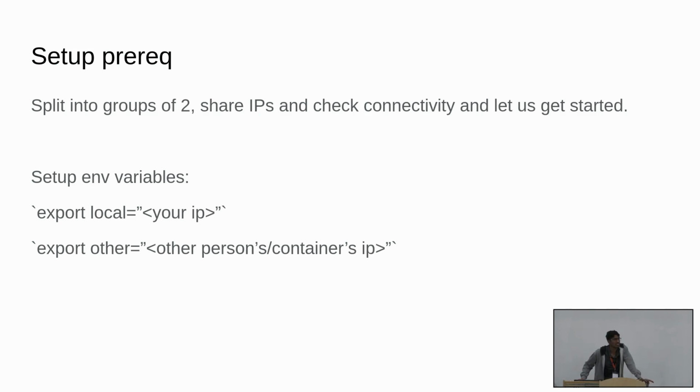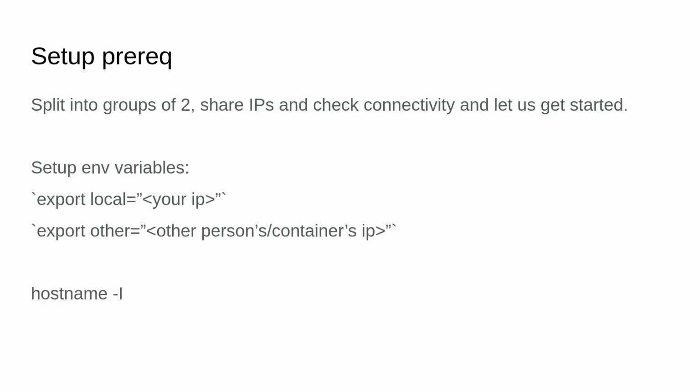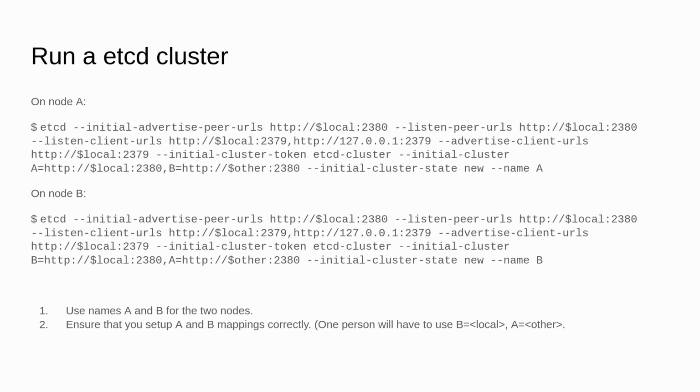In this setup, everything we will do will be within those 2 containers. You don't have to run any command on the host; it will be within one of these 2 containers. So just to be clear, you'll be running the export command 4 times: 2 on worker A, 2 on worker B. In both the workers, local should refer to its own IP, and other should refer to the other one's IP.